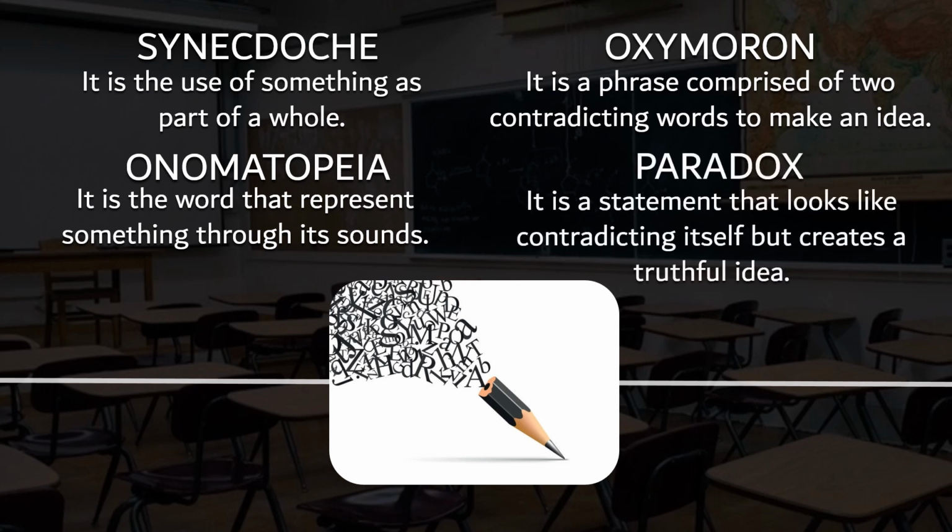And lastly, paradox is a statement that looks like it is contradicting itself but creates a truthful idea. For instance, this is the beginning of the end.